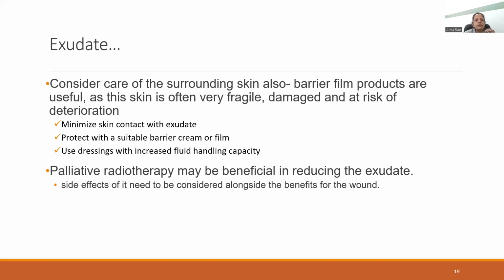So surrounding skin also needs to be taken care of. We need to use barrier film products that are useful, because the skin will become very fragile and can get damaged and the condition can deteriorate further. So minimize the skin contact with the exudate, that should be safe. Many times palliative radiotherapy may be beneficial to reduce the exudate. So that also we have to look into the condition.